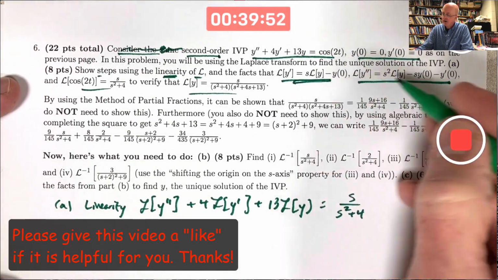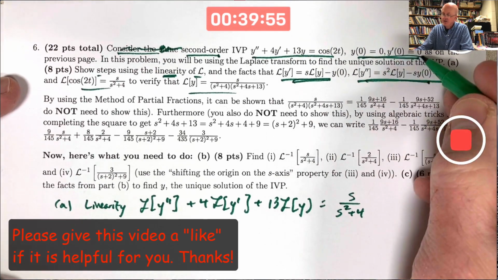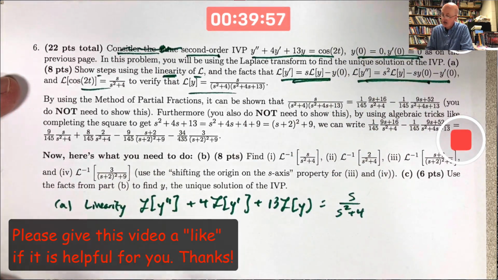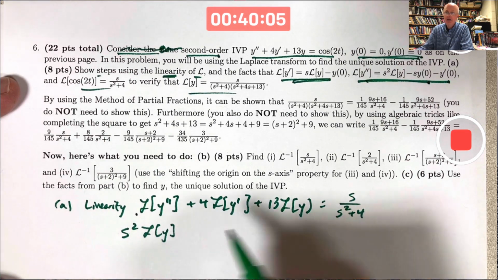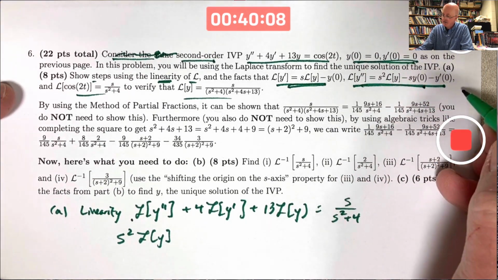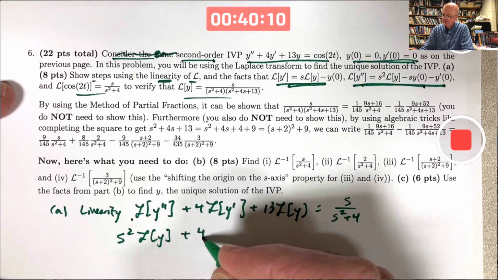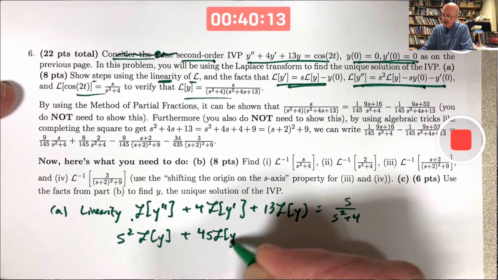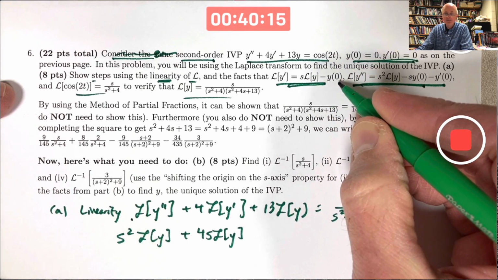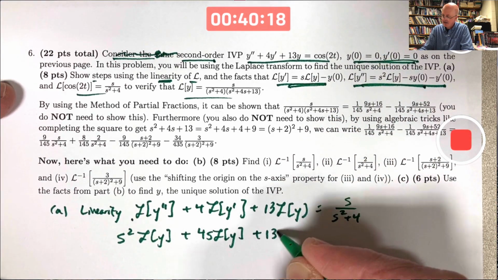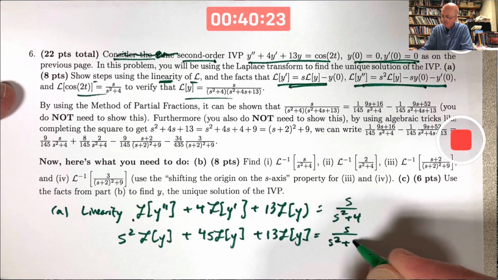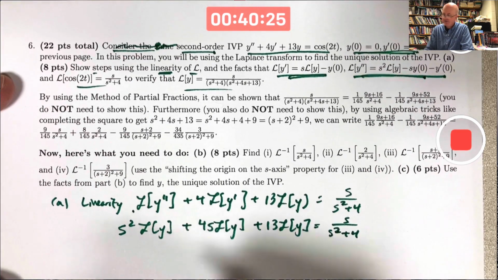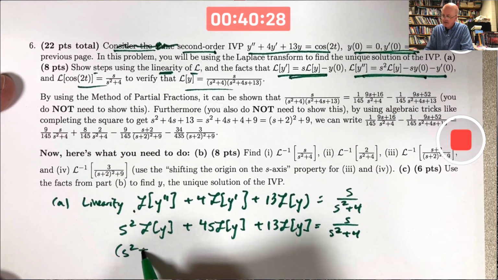Now use these two properties and use the initial conditions, which are both 0, which makes things a little simpler. So this becomes s squared L of y minus s times 0 minus 0, plus 4s L of y minus 0, plus 13 L of y equals s over s squared plus 4. You can factor out an L of y here, like this.